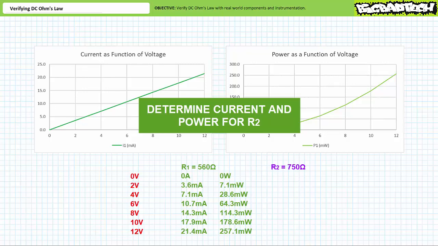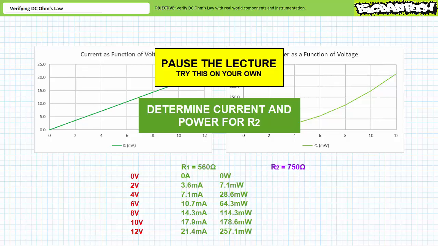As an exercise to the viewer, I invite you to calculate current and power at the same specified voltages. Once you've got this data, go ahead and plot current and power as a function of voltage for the 750 ohm resistor on the same scale we utilize for the 560 ohm resistor. By all means, pause the lecture and try this on your own. If you're tracking, you should have obtained the following results.